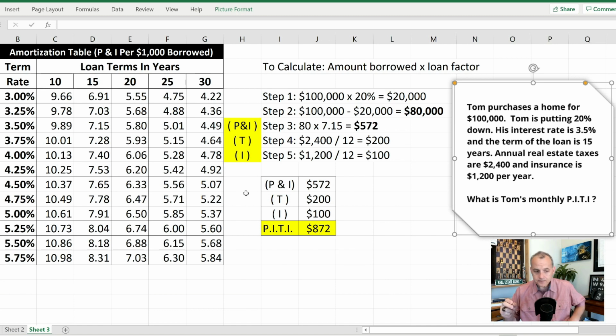Now remember, we don't know which type of question we're going to get on the real estate exam. The real estate exam may just want us to calculate the P&I, the principal and interest, using the amortization table. Or they may ask us for the PITI. In any case, this video shows you how to calculate both.